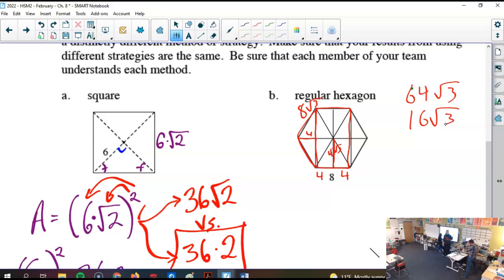So then you have to add all that together. So that's 80 radical 3s, and then there's another one. 96 radical 3s. Now, is there any correlation between the number of sides of this?